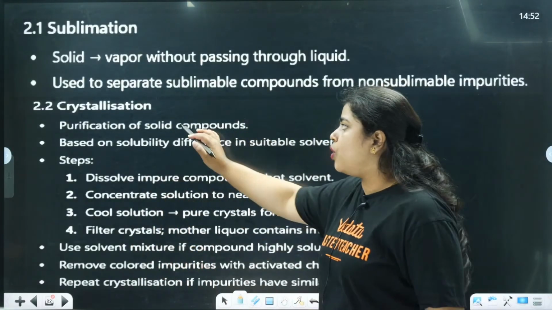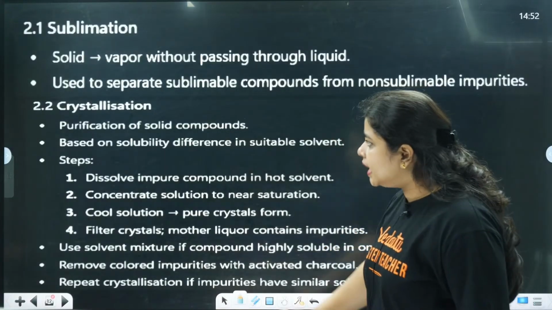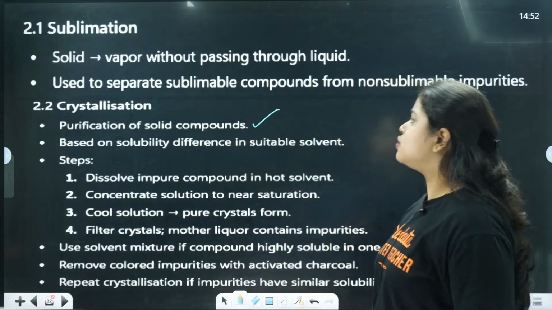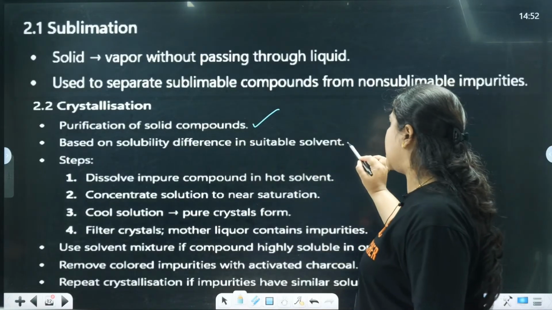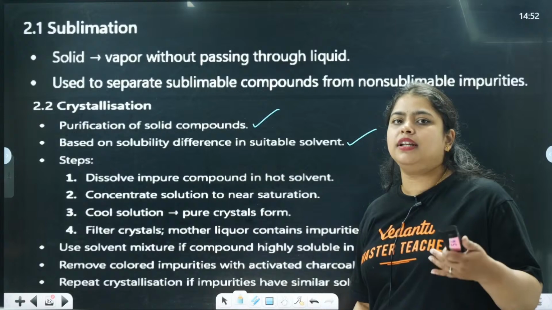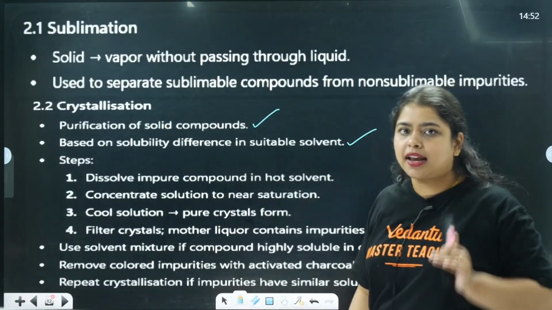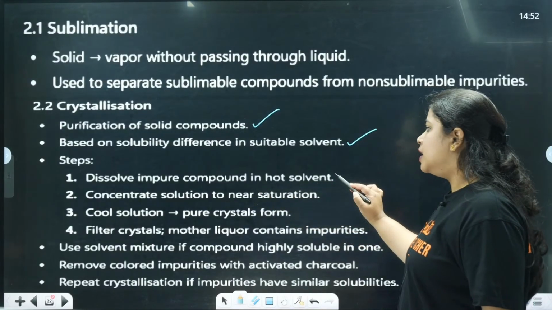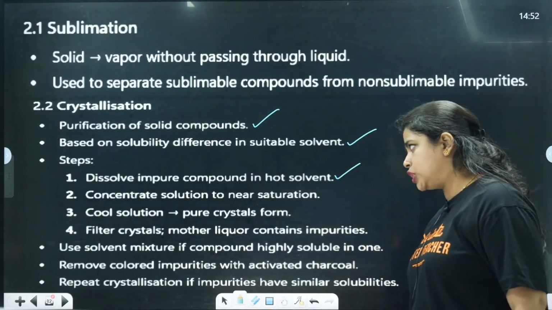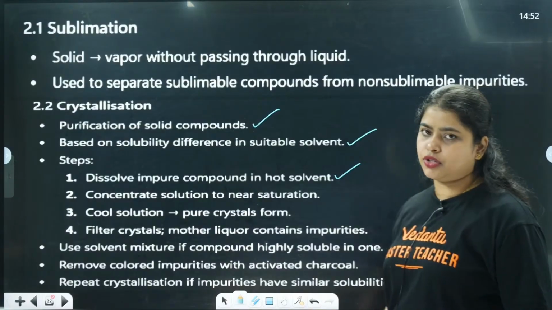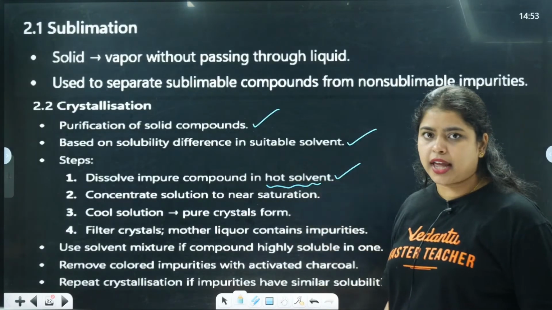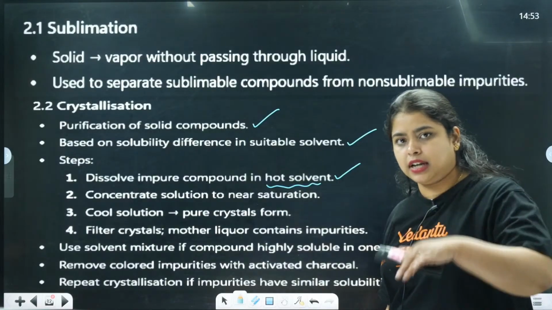Clear? And what is the meaning of crystallization? Here, the purification of solid compounds happens based on the solubility difference in a suitable solvent. Means the reaction depends on which solvent is preferred. The steps involved: dissolve the impure compound in the hot solvent. Whatever impurities are there, we put them in the hot solvent.